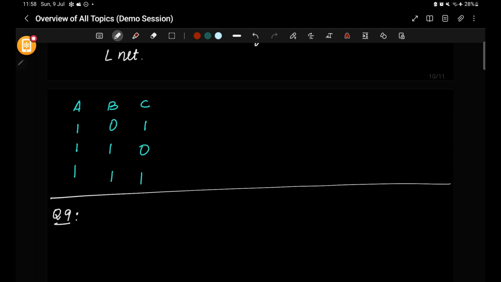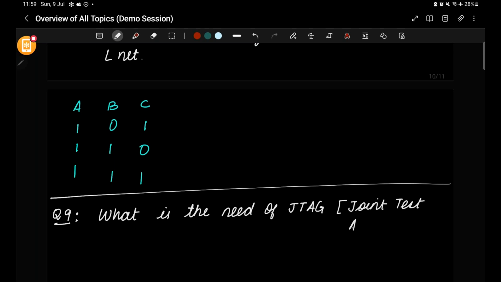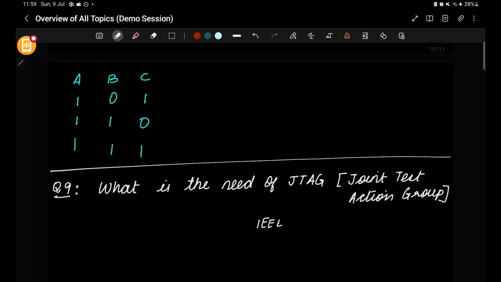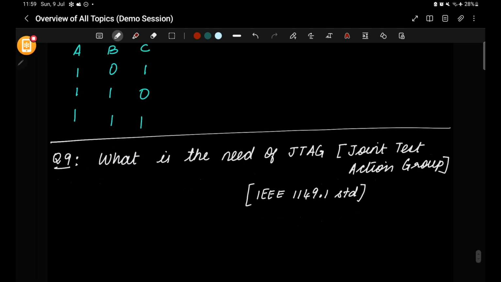So question number 9: what is the need of JTAG? JTAG stands for Joint Test Action Group. Its standard is IEEE 1149.1. So what is the need of JTAG in DFT?